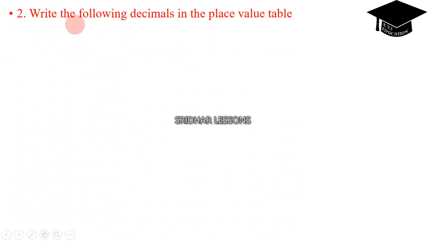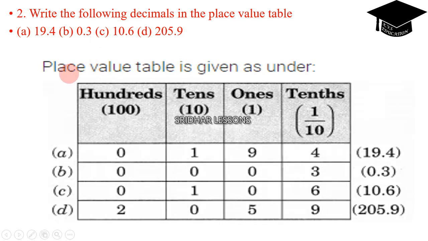Second problem. Write the following decimals in the place value table. 19.4, 0.3, we will see them all. The place value table is given like this: hundreds, tens, ones, and tenths. Okay, for the first one, A, how many hundreds are there? No hundreds, 0. Tens, 1, and ones, 9.